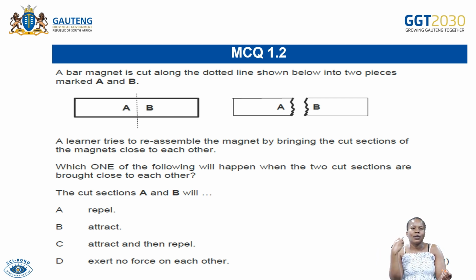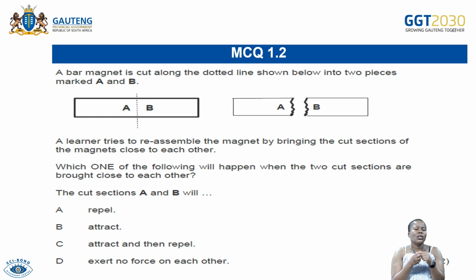So the second one, multiple choice question 1.2: a bar magnet is cut along a dotted line shown below into 2 pieces marked A and B. All right, and then a learner tries to reassemble the magnet by bringing the cut sections close to each other. Now, the question says, which one of the following will happen when the 2 cut sections are brought close to each other?